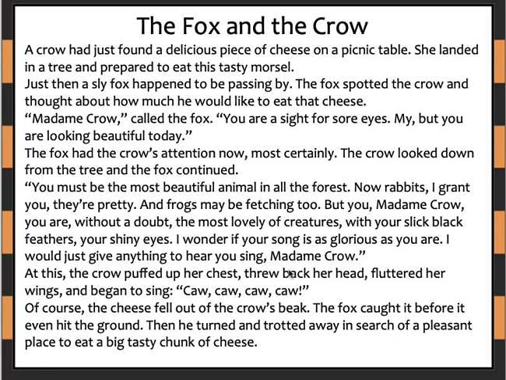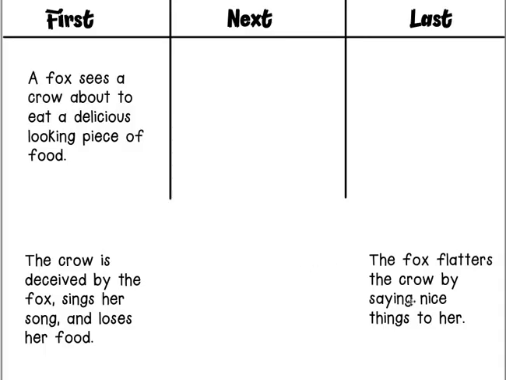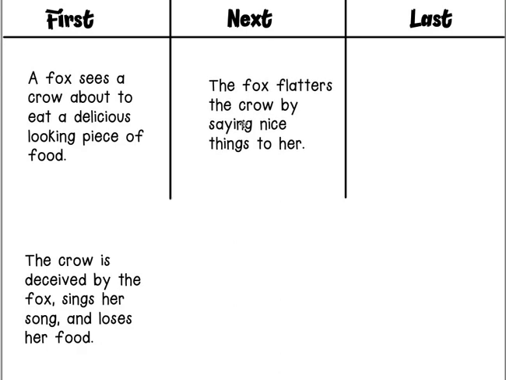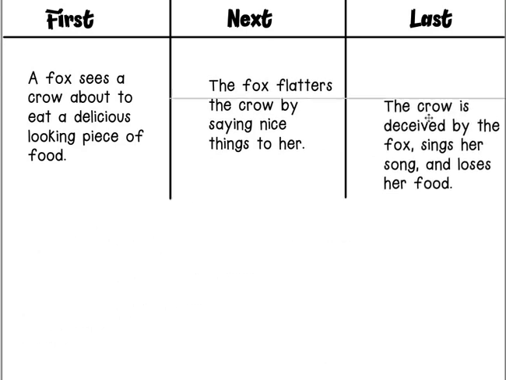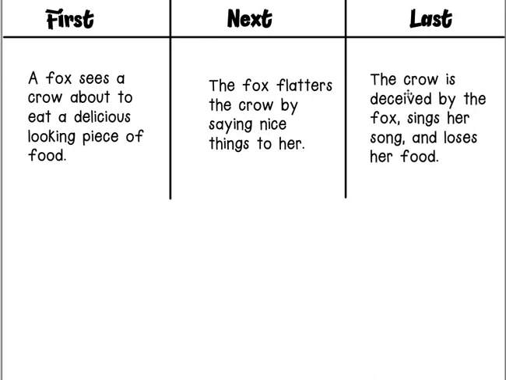Now the next part of the story, the fox starts saying all sorts of nice things to the crow. When you are flattering someone, it means that you're saying nice things about them. And the fox is saying things like, "Wow, you're beautiful, and I bet that you have a beautiful song as well." And so our next part of the story is that the fox flatters the crow by saying nice things to her. Which means that at the end of our story, the crow is deceived by the fox, sings her song, and loses her food.